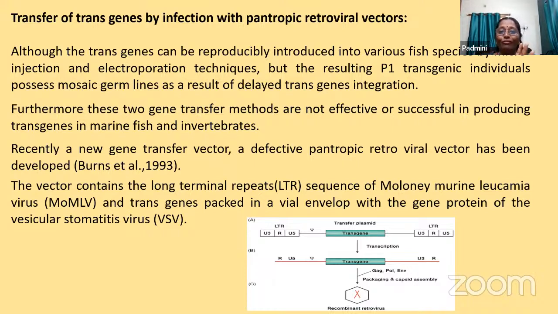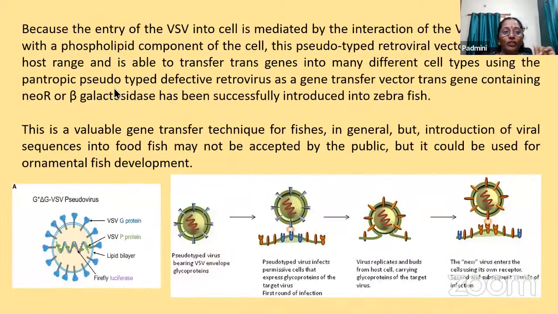This gene is ready for transgene into another animal of your interest, whether it can be a fish, a cow, or a mouse. Because the entry of the VSV into the cell is mediated by the interaction of VSV-G proteins with a phospholipid component of the cell, the pseudotype retrovirus has a broad host range and is able to transfer transgenes into many different types of cell using the pantropic pseudotype defective retrovirus.